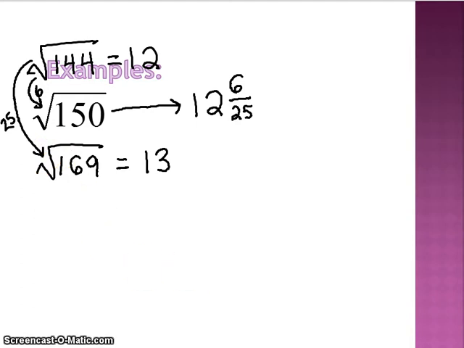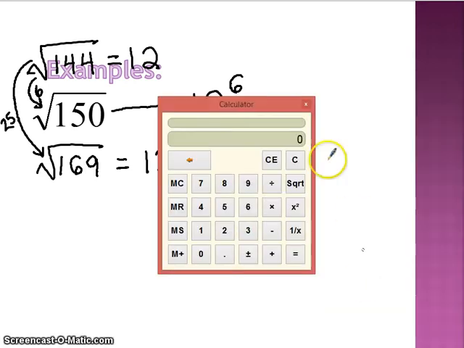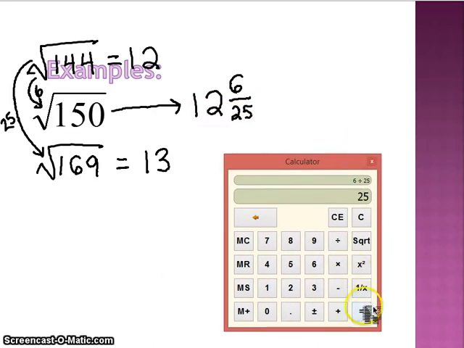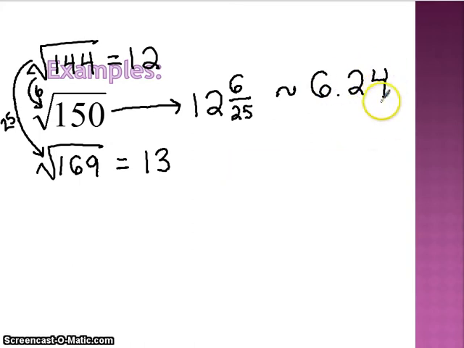Now, if we pull up our calculator for time's sake, we can see that 6/25, 6 divided by 25, is equal to 0.24. So the square root of 150 is about 12.24. Now that's rounded to the nearest hundredths.